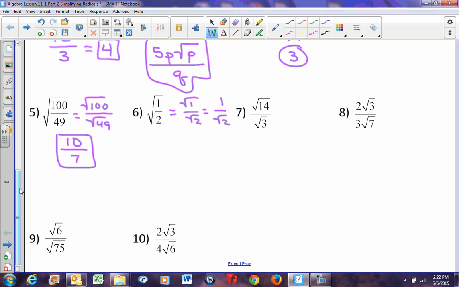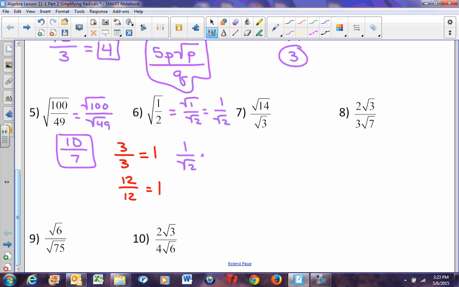To rationalize the denominator, I'm just going to multiply it by some form of the number 1. Remember, when working with fractions, 3 over 3 equals 1. 12 over 12 equals 1. So I can multiply a radical by another radical as long as that radical is equal to 1. And I'm not changing my problem, I'm just changing what it looks like. So if I have 1 over the square root of 2, I need to multiply this number by a form of the number 1 so that I get rid of my radical in the bottom.